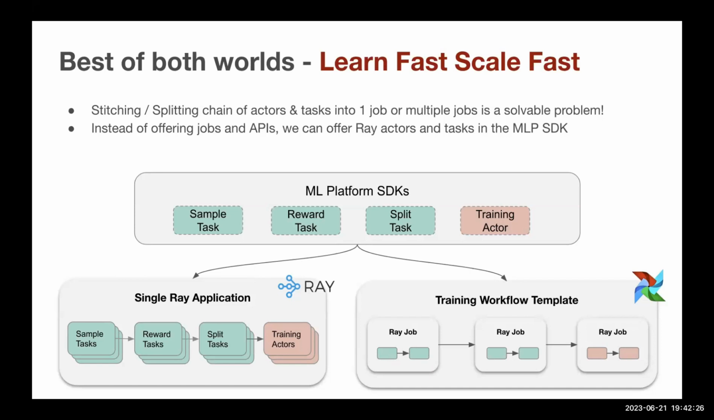We can stitch them together and run it on a single Ray application as one streaming pipeline. Or we can be a little bit more clever and say, okay, these ones I want to stitch together into one Ray job. Those two I want to stitch together. This one I want to be in a separate job. And then that is just going to be a training workflow template, right? Either we run it on Ray or we orchestrate using Airflow.